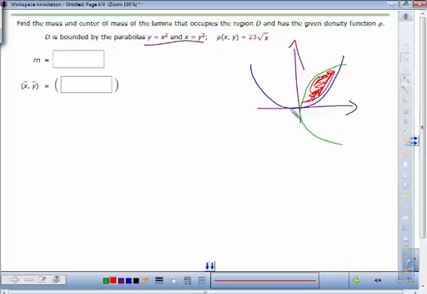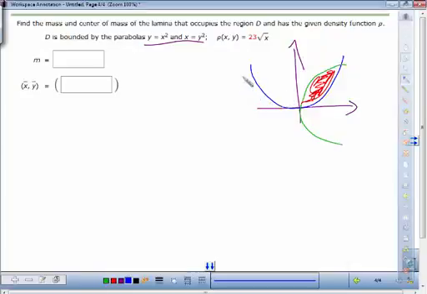Once we have a clear idea of what our region is, we should determine whether we're going to integrate with respect to x first or y. It kind of doesn't matter, although how the density function looks might play into this decision. So for now, let's say we're going to integrate with respect to x first, and if we need to change it, we'll change it later.